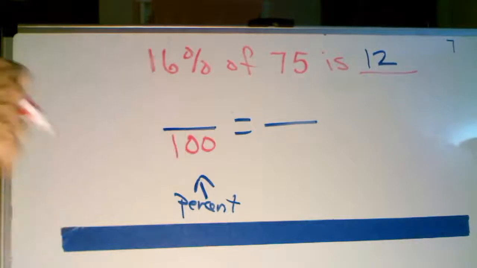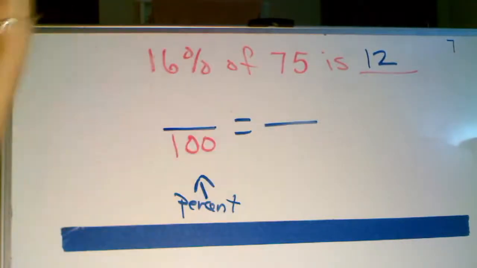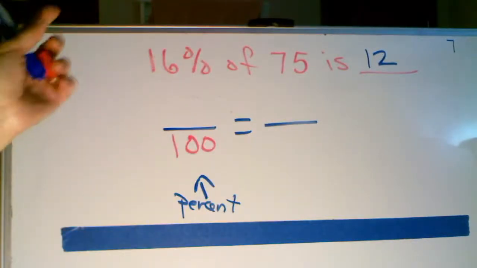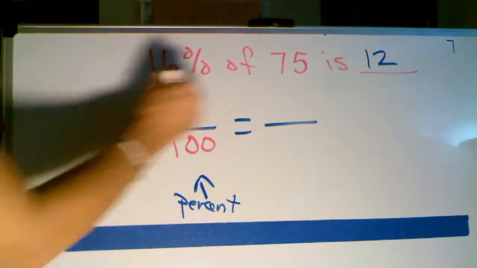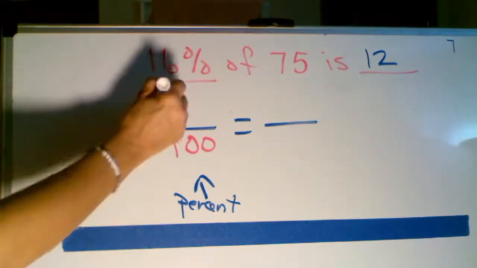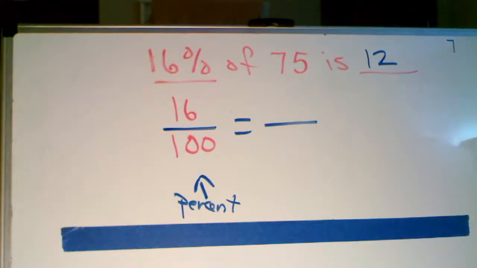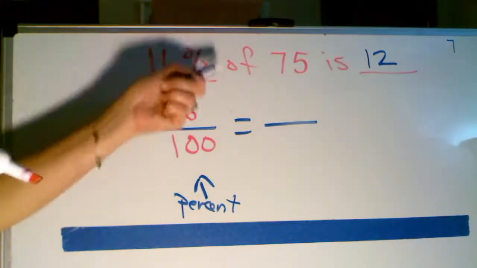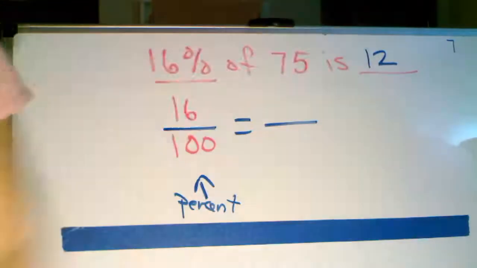Now some examples have it as the second fraction over here. It doesn't matter where it goes. I always put it first because I know that answer. And for this problem, I know that 16% is my percent. So I'm going to put 16 over 100. Nice and easy. 16% of 75 is 12.